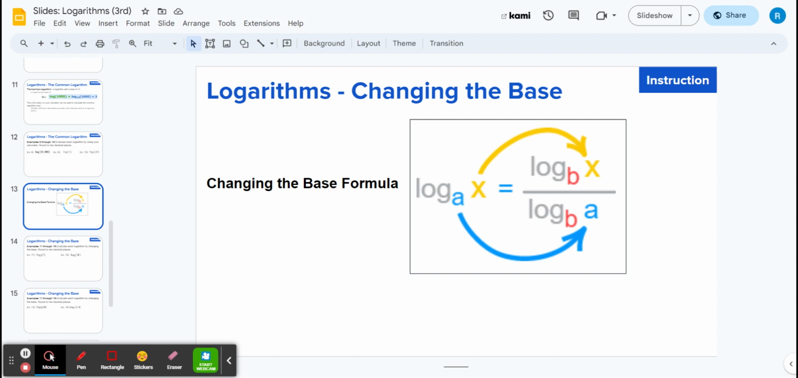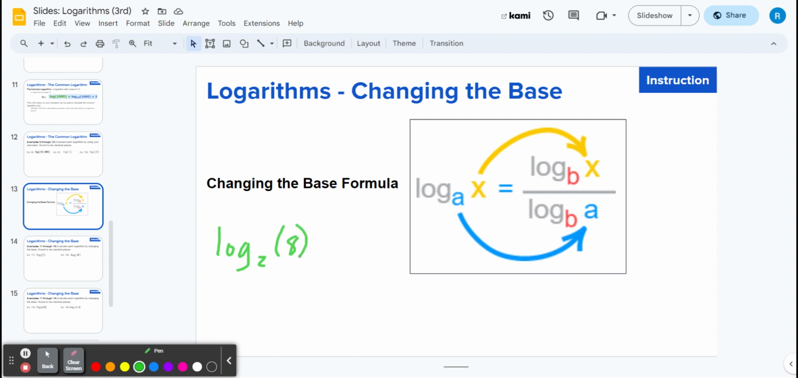There's one more quick skill we're going to learn with logarithms today called changing the base. This is a unique property where if I have a logarithm with some base a, I can rewrite it as a division problem, taking the log of x divided by the log of a, and I can rewrite it with any base I want.